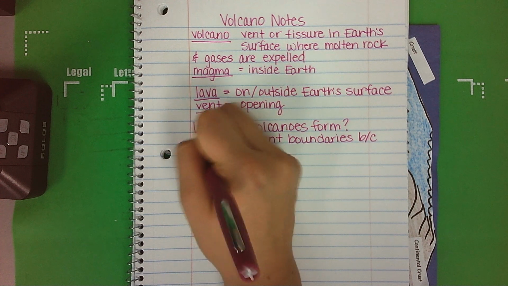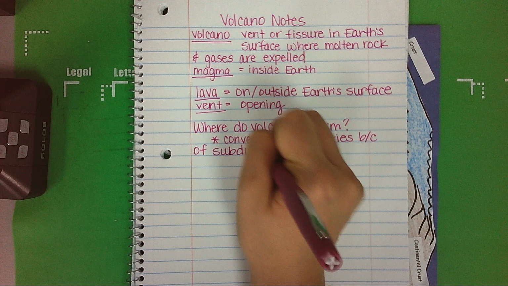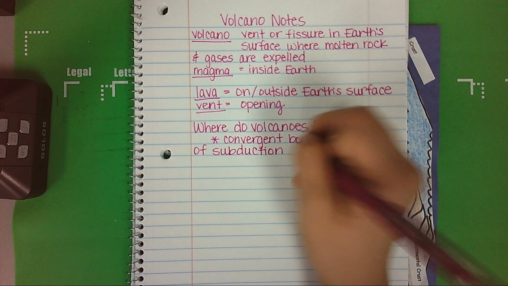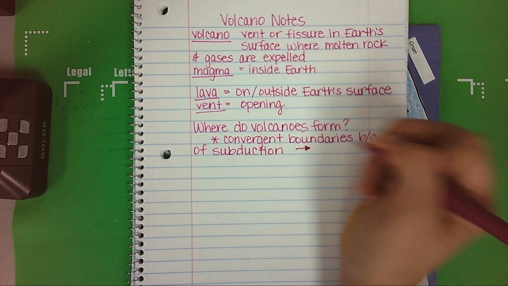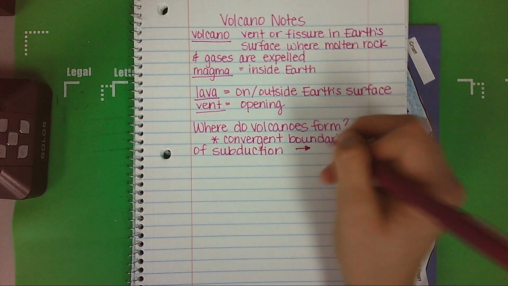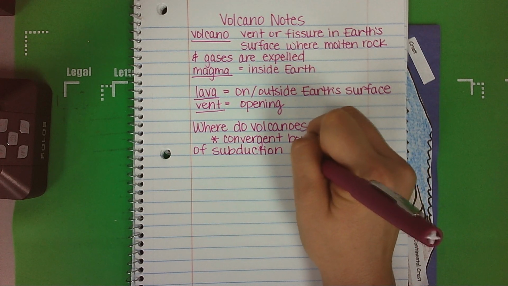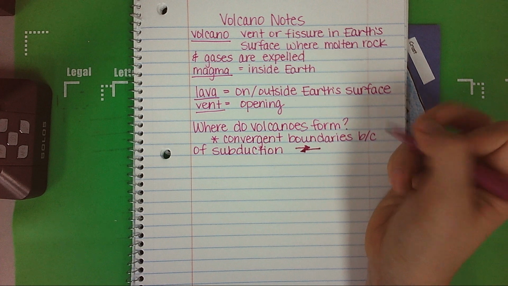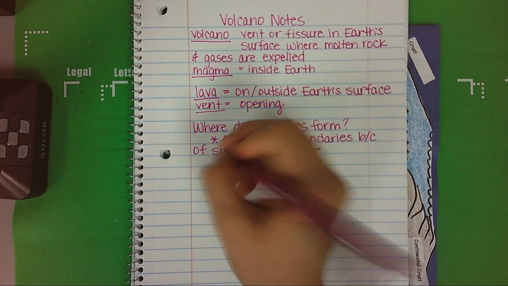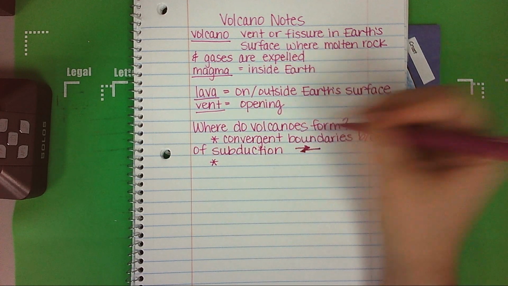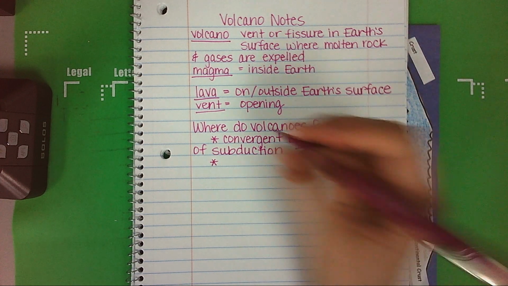Because of subduction. Okay, so I'm going to draw some arrows. So you have one plate that is going, now remember, convergent means they're going towards each other. But this plate, because of subduction, goes underneath. So they're both going towards each other, but subduction is where one sinks under the other. So at a convergent boundary, when subduction occurs, a volcano could happen there.